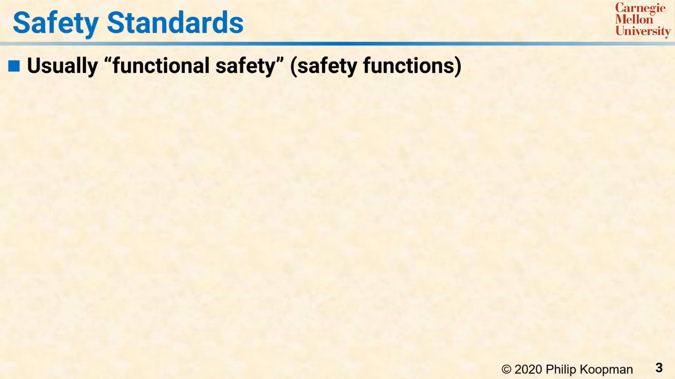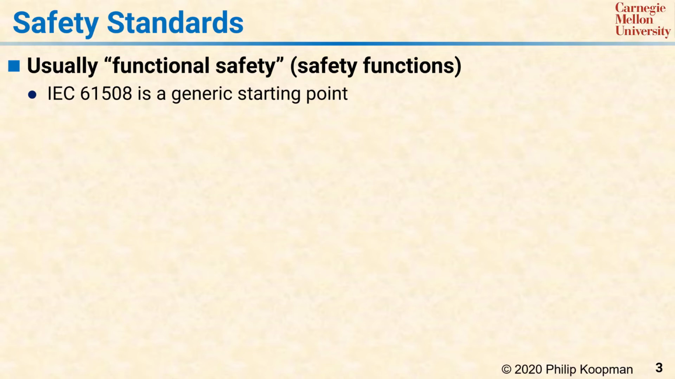The prototypical current safety standard is IEC 61508. This standard was specifically designed and intended to be a basis for other domain-specific safety standards. It is also the primary functional safety standard used in the chemical process industry.